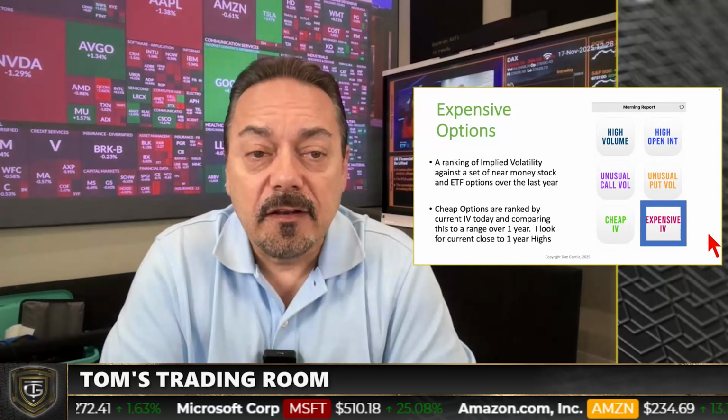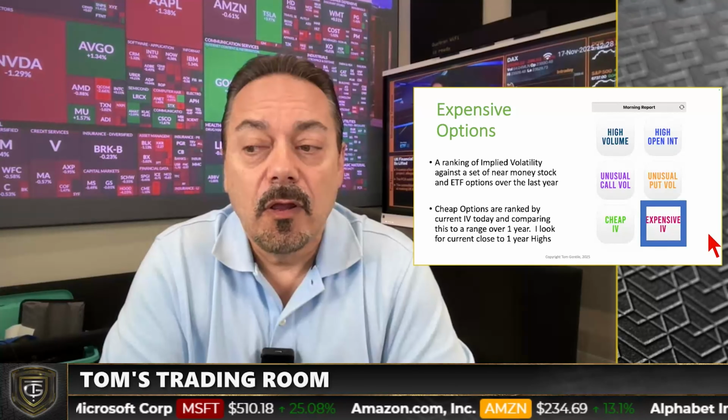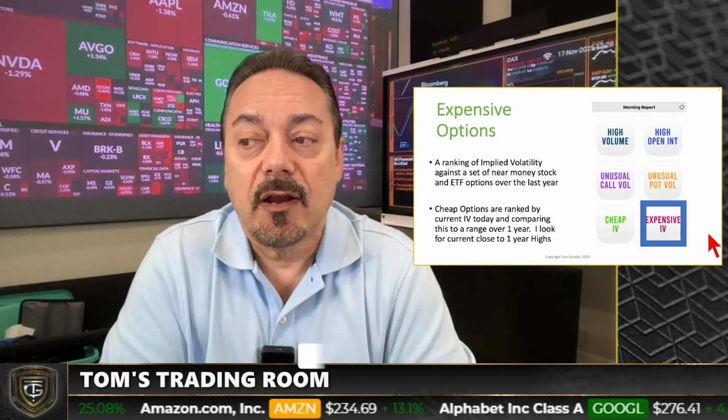Cheap option IV. Well, that's the cheapest options that are out there when we rank options over the last year. Where were they at their cheapest? Where were they at their most expensive? And I want to see the ones that are down there near or close to their 1-year lows. Finally, expensive options. Literally the same thing. I'm looking at that current IV today compared to the 1-year high and low. And for expensive options, I want to see those ones that are close to the 1-year highs.